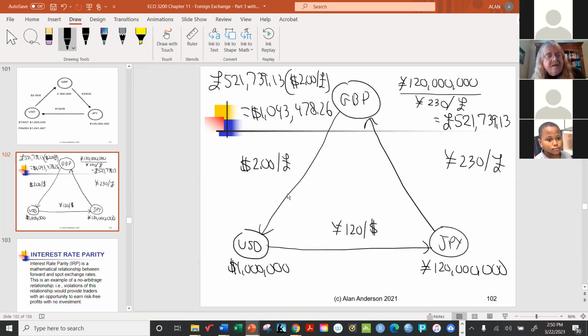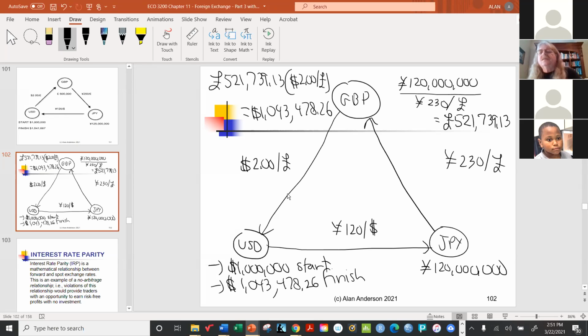So remember, we wrote down here, this is the starting point. So we finish with 1,043,478.26. Our $1 million has now suddenly been converted into 1,043,478.26. That's an arbitrage, okay? But how did this happen?